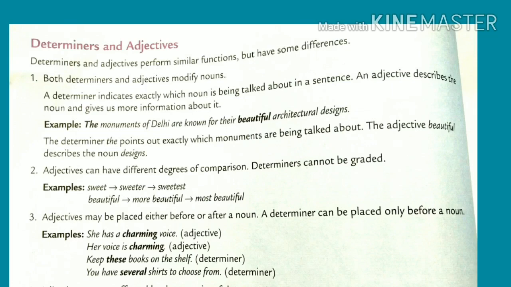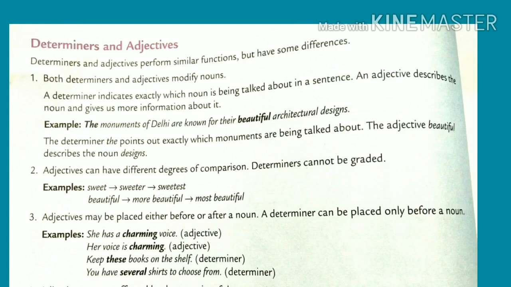See the example. She has a charming voice. Voice is a noun, charming is an adjective. The adjective comes before the noun. Her voice is charming. Here it comes after the noun. Charming comes after the word voice. You see the upcoming sentences. You can see the determiners only before the noun.